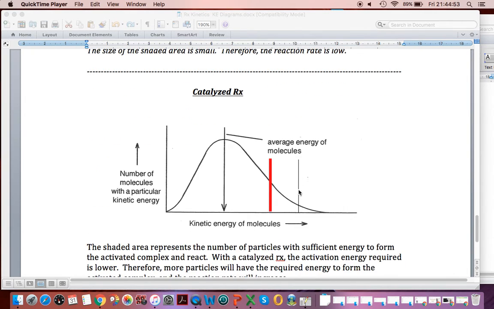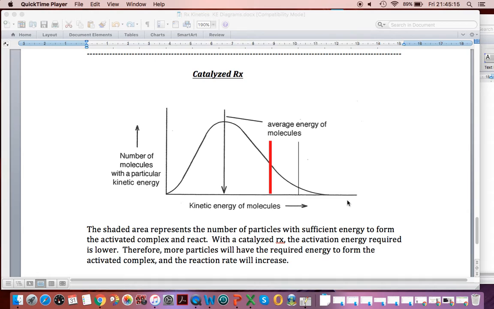Well, the catalyst, there was our original line, now our line is moved over here. A catalyst reduces the activation energy, so now all of a sudden all of these particles have the ability to react. And if we compare areas, this might be about 5 times the area of this, 5 or 6 times. So our rate of reaction, we would expect to go up by a factor of 5 or 6. So that's what a catalyst does.